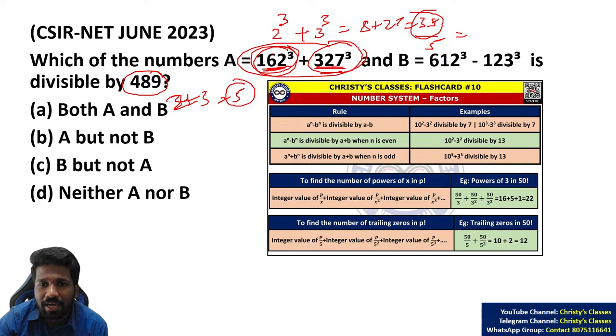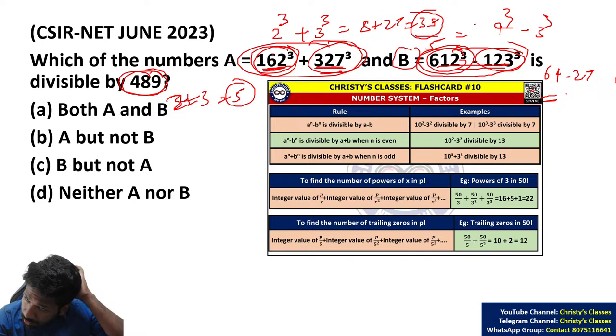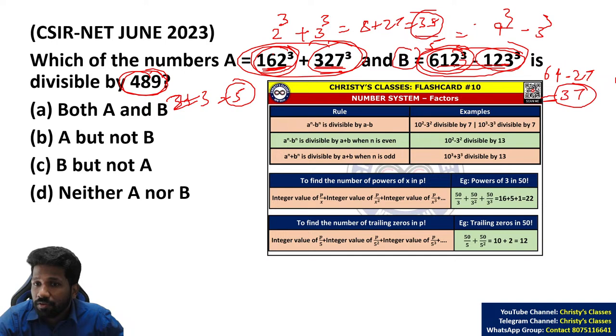Here, for B also, this is x cube minus y cube. It is divisible by 489, which means x cube minus y cube, is it divisible by x minus y? To check that also, take small numbers. An even number's cube, 4 cube. This is an odd number, take one odd number as an example, 3 cube. 4 cube is 64 minus 27. What is 64 minus 27? It is 37.